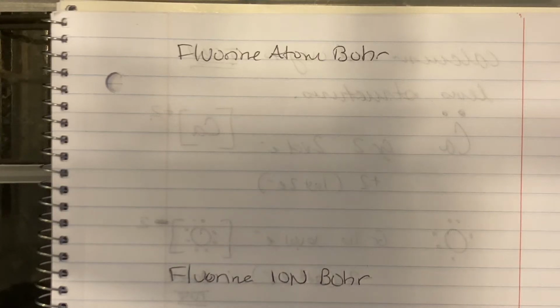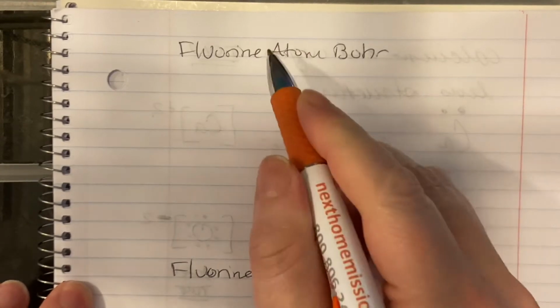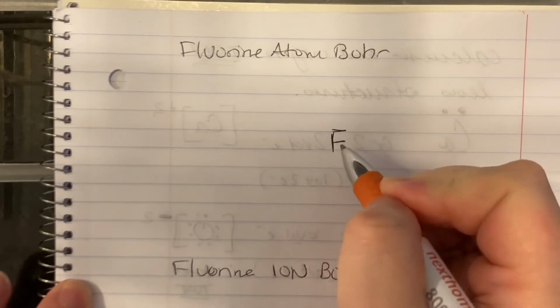All right, we're going to do the Bohr model this time, and the Bohr model is the one that's similar to a solar system. And while we now know that's not a perfect model, it is a good way to get the electrons configured and in your brain so you know what's going on. Okay, so fluorine, we're just going to write an F for fluorine because that's its chemical symbol.